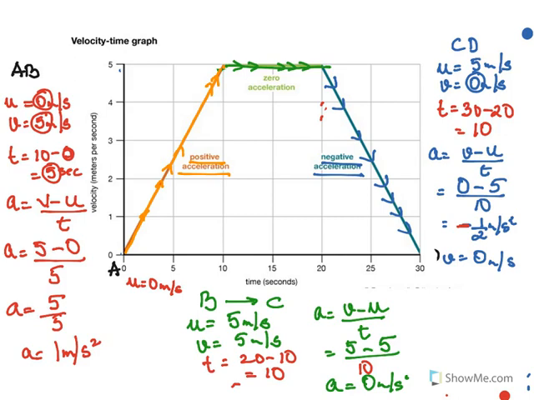Now in which portion will you have uniform motion? Here will be uniform motion. In this region you will have uniform motion because the acceleration is 0. In this region you will have uniform acceleration, and here also uniform retardation.